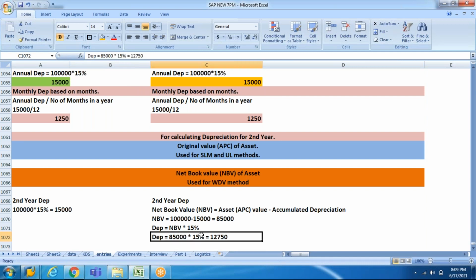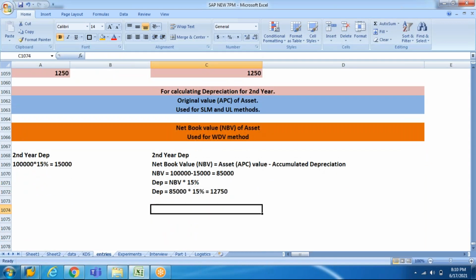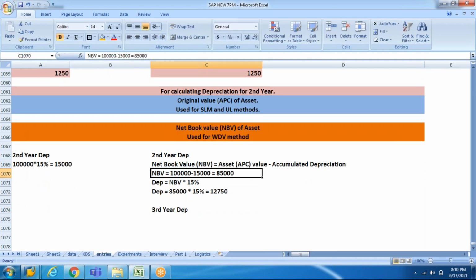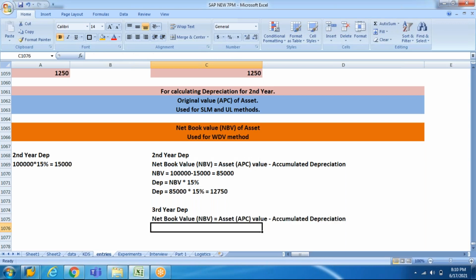12,750 will be the second year depreciation. Clear? This is clear? Yes. Now, the same logic, if you go to the third year depreciation, same logic. Net book value, find out the net book value.